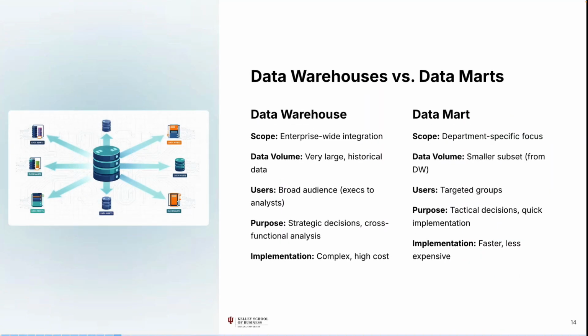If the data warehouse has enterprise-wide scope, managing very large historical data for strategic decisions, a data mart is a data warehouse at a smaller scale. So a data mart has a department-specific focus, containing a smaller subset of data, often sourced from the data warehouse, and serves as a target group for tactical decisions. Organizations often use a combination of both data warehouses and data marts to meet a wide range of analytical needs.